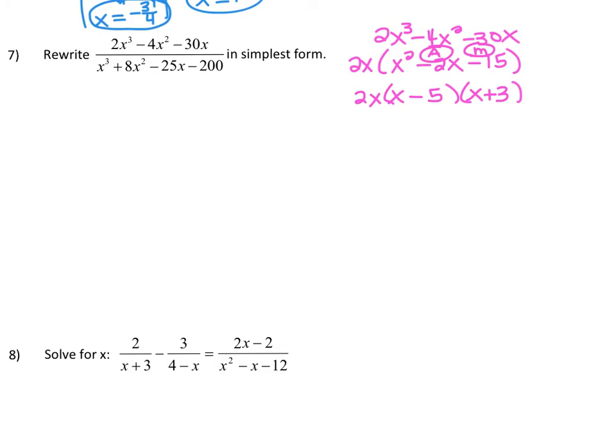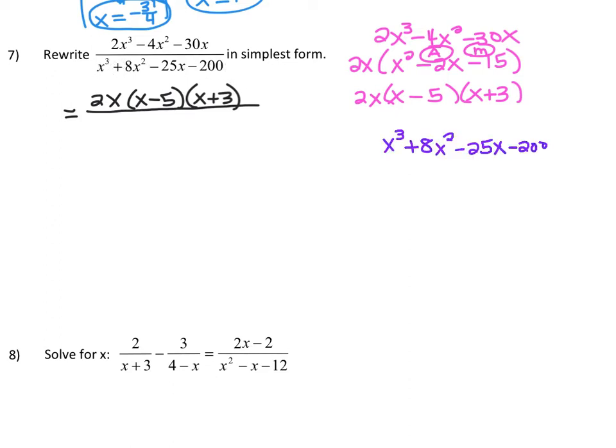Okay, so we factored the numerator of this fraction. So I'm going to put these factors in the numerator of this fraction. So we have 2x times x minus 5 times x plus 3. Okay, now let's factor the denominator of the fraction.